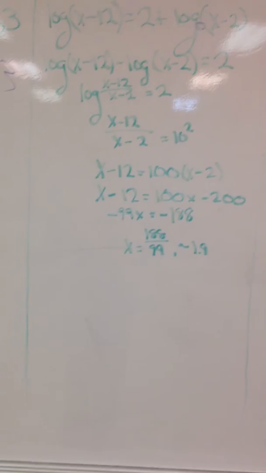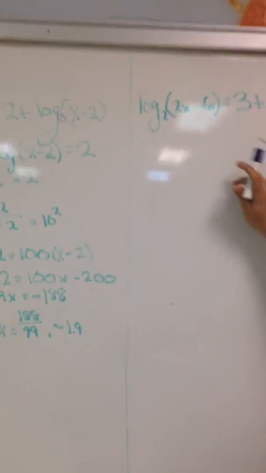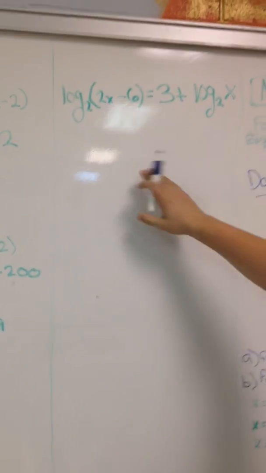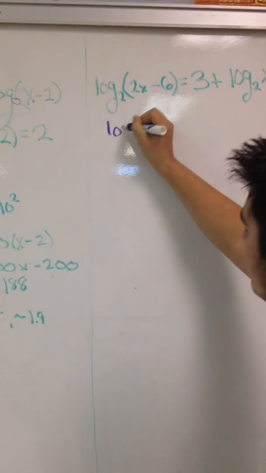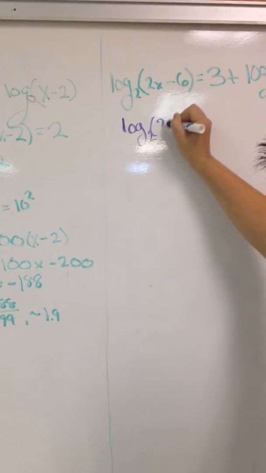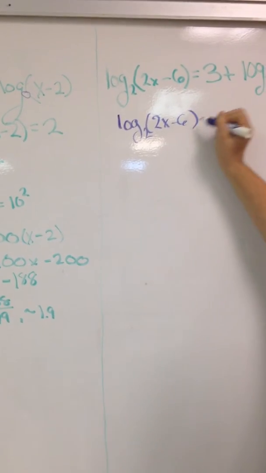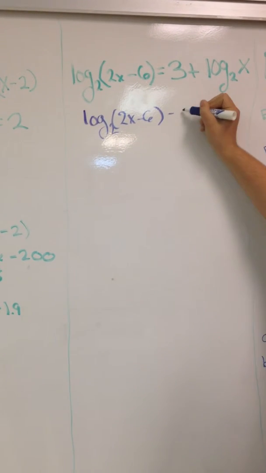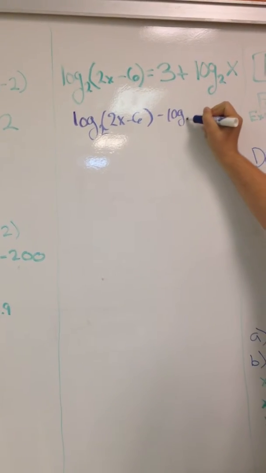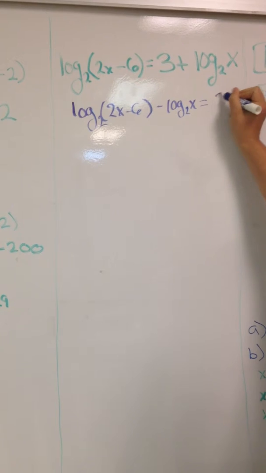So we're going to do the same thing here, and we're going to go through this problem. So you'd start by moving the logs to the same side. So you'd have log 2x minus 6 minus log 2x equals 3.